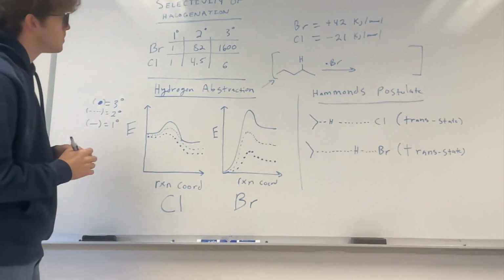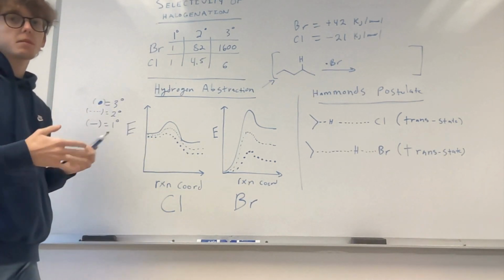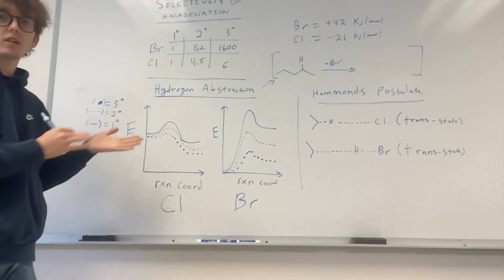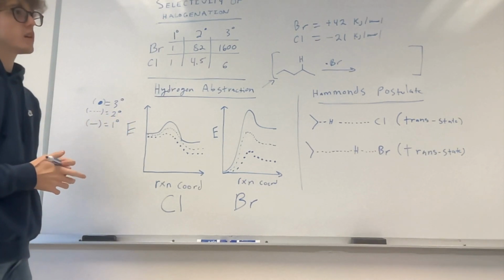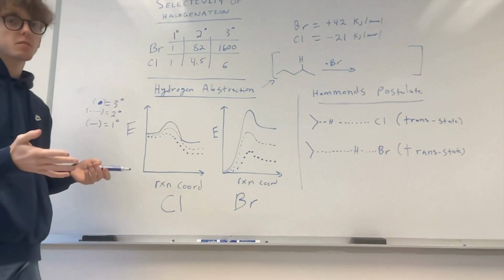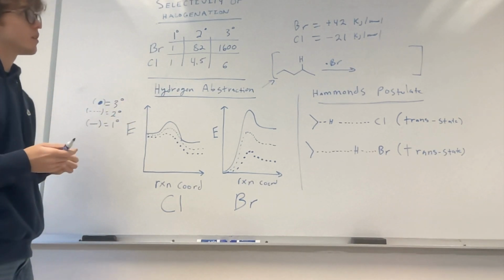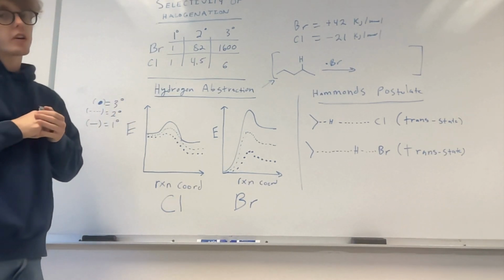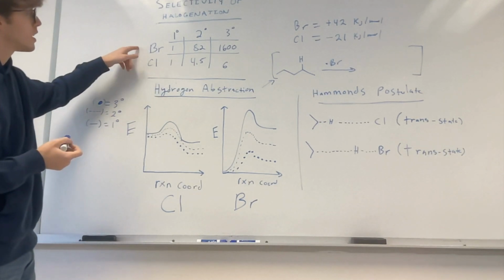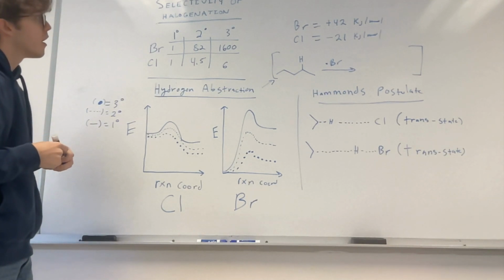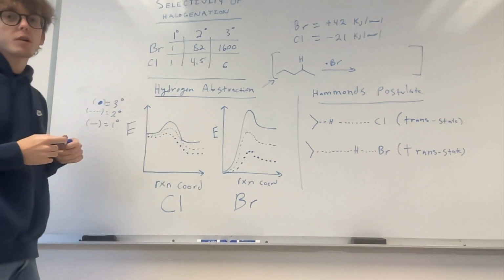But for now, I just want to go over the theory behind selectivity and explain. I know there's a lot on the board, but it's quite a complex little topic, and once we get to the problems, it will be good to know the theory behind it. So I just want to point out the selectivity of halogenation, at least for bromine. We'll start with bromine, then we'll get to chlorine.